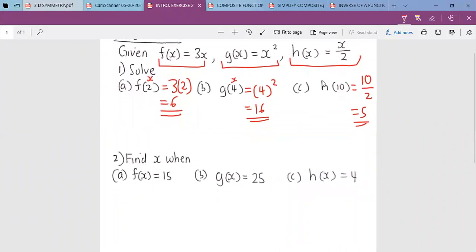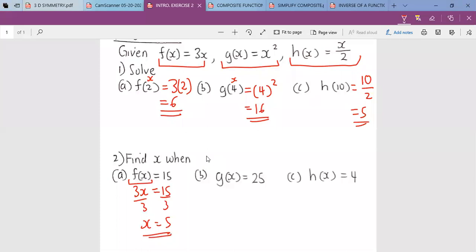Okay, so we proceed to question number 2. Question number 2 says, find x. Remember, whenever we are finding x, we need to replace. That is like substitution. So where there is f(x), I remove f(x), I keep the function. The function is 3x for this question. So to find x, I divide by 3 both sides, and my x would be 5.